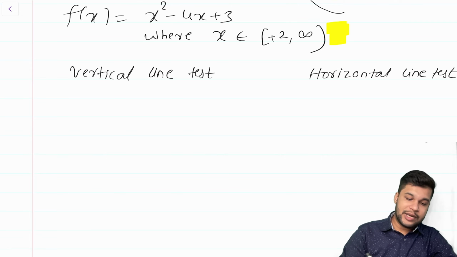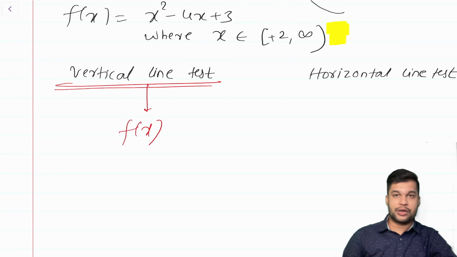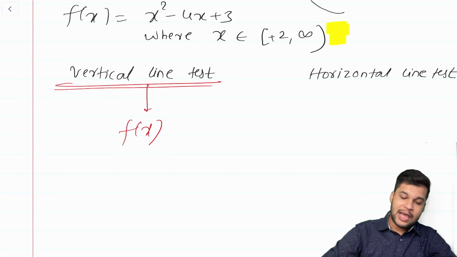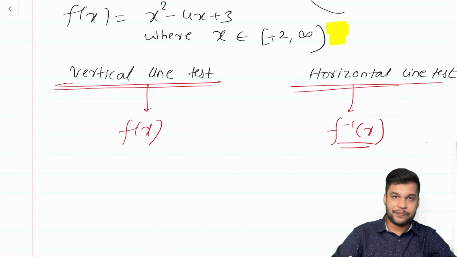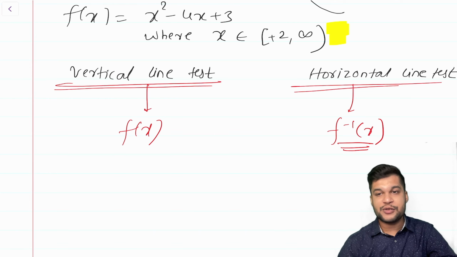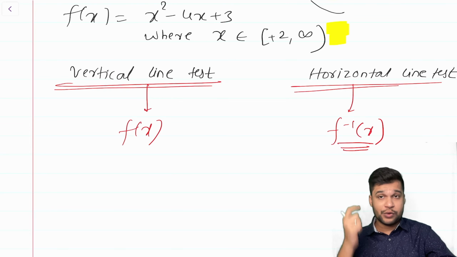Okay. So vertical line test. The vertical line test is to check if f(x) exists or not. And the horizontal line test is to check if f inverse x exists or not. The horizontal line test tells you if the inverse exists or not, right? So I hope you understood this. This was a very interesting topic.